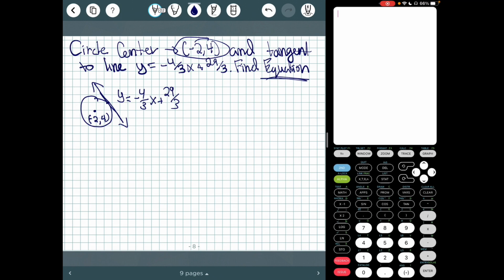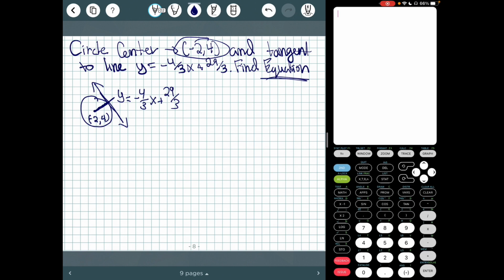Okay, so if we actually think about this, this right here is actually the radius. And that radius is actually perpendicular to that line that we're given. Because imagine, if that line is tangent to our circle, a radius to the point of tangency will always be perpendicular to that line.